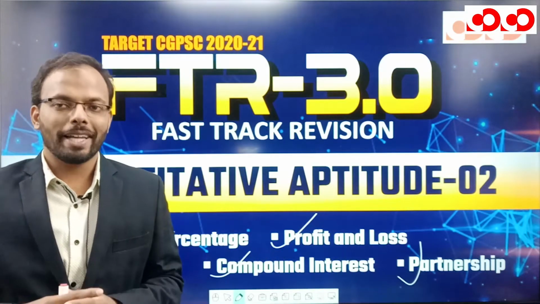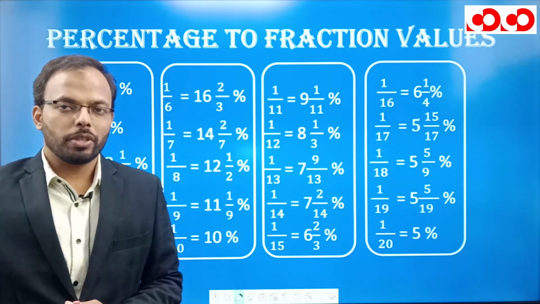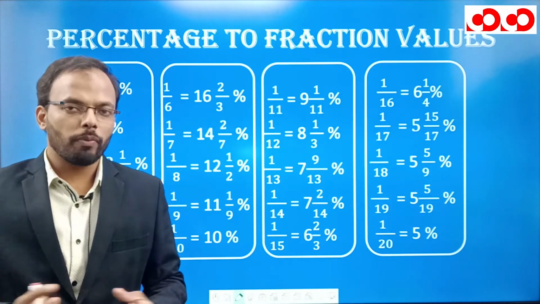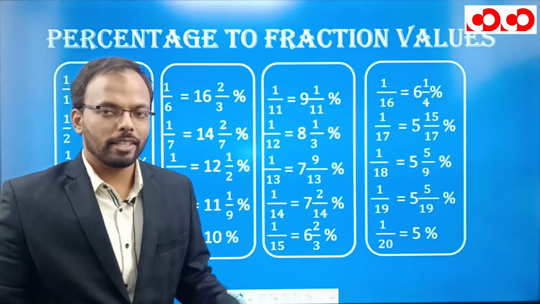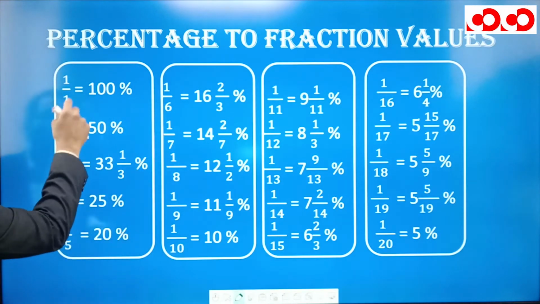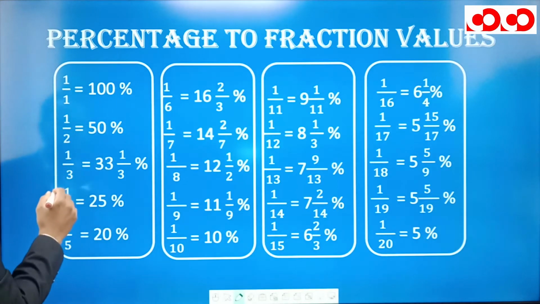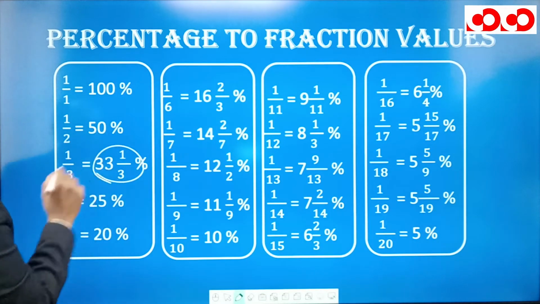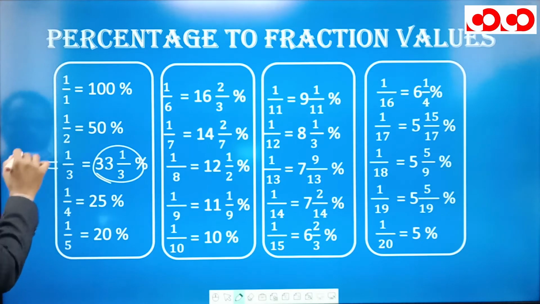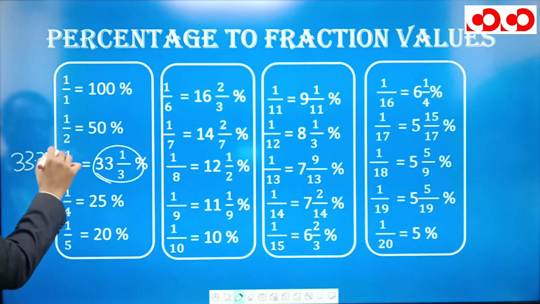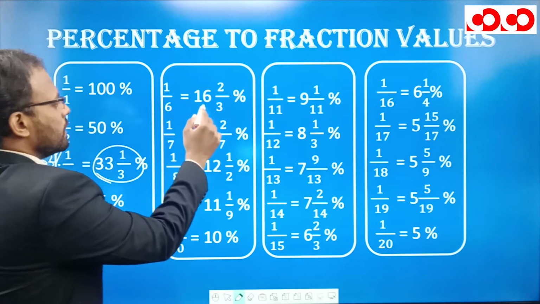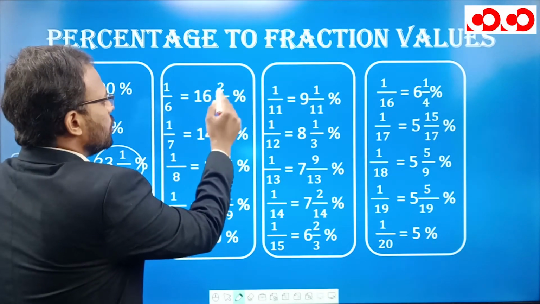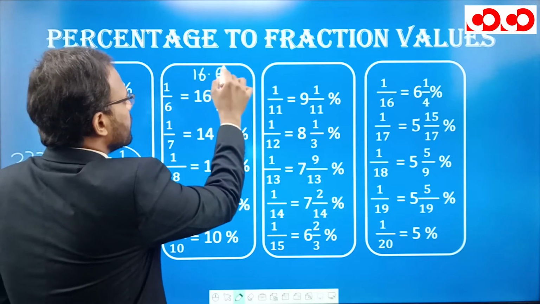So let's begin. Before we start percentage questions, we should know the fractional values of a few percentages, from 1 to 1 by 20. So let us see these values. As we all know, 1 by 1 is 100%, 1 by 2 is 50%, 1 by 3 is 33.33%, which can be written as 33 1 by 3 as well. 1 by 4 is 25%, 1 by 5 is 20%, 1 by 6 is 16 2 by 3, which is 16.67 percentage.